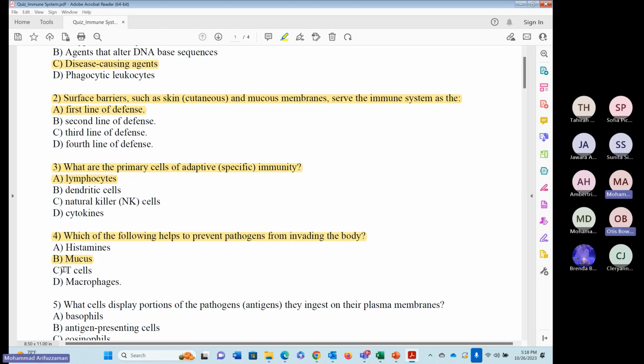What is the function of T cells? T cells, yes, cellular immunity. Good. It is cellular immunity. What are the functions of macrophages? You can say macro means large and phage means eating. So what is the function? The macrophage engulfs and destroys bacteria. Good.